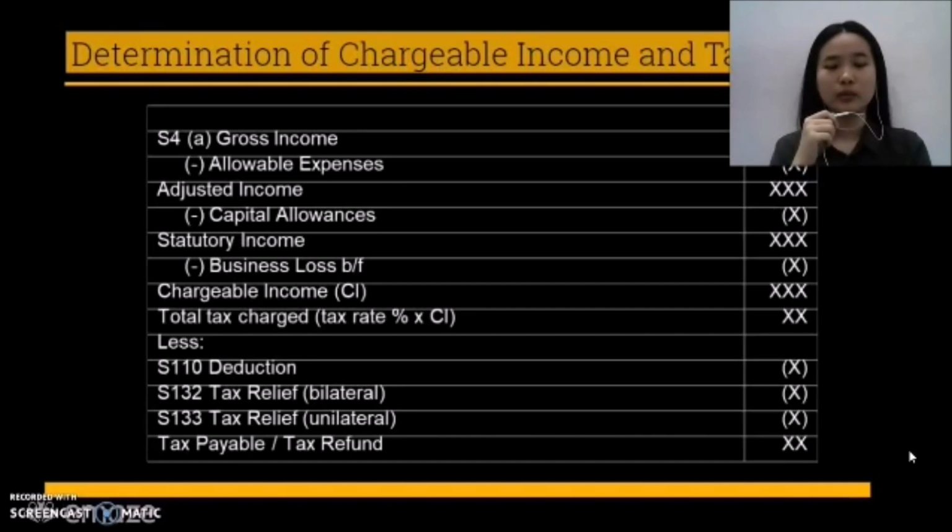After that, we also need to minus the deduction under Section 110, and tax relief under Sections 132 and 133, to get the net tax payable or tax refund. The deduction and tax relief will be explained by my friend later.